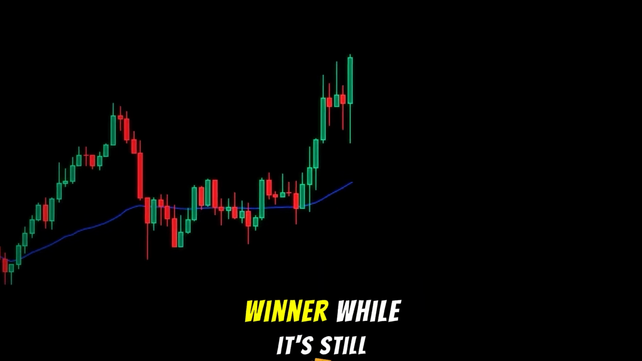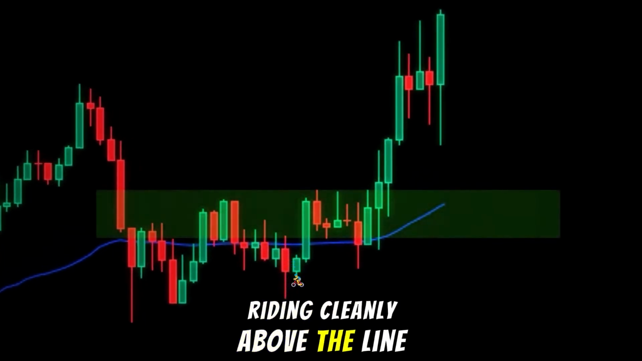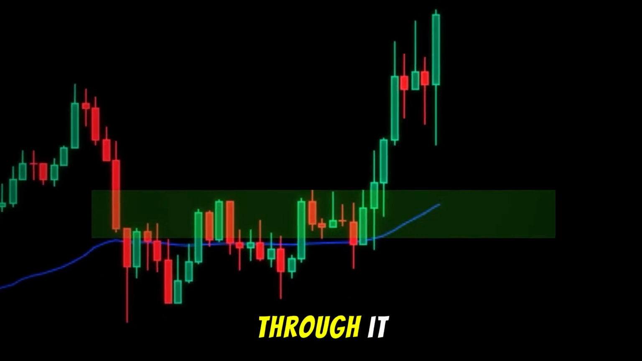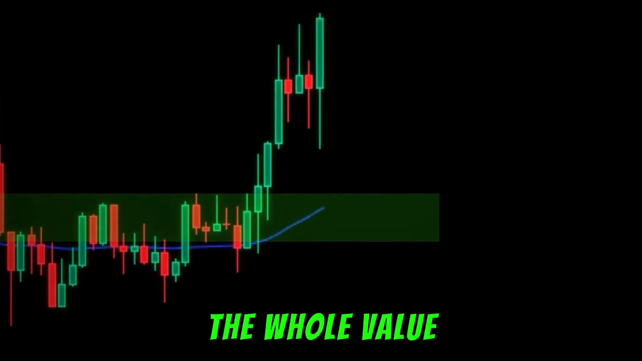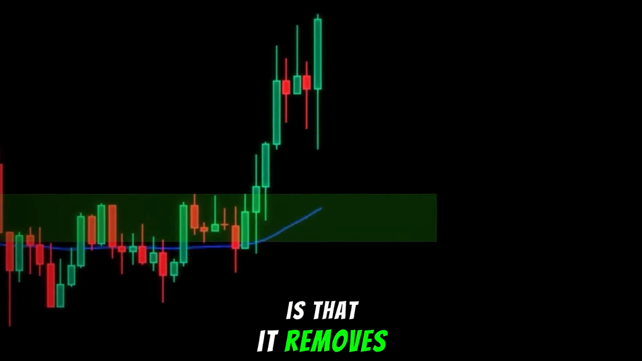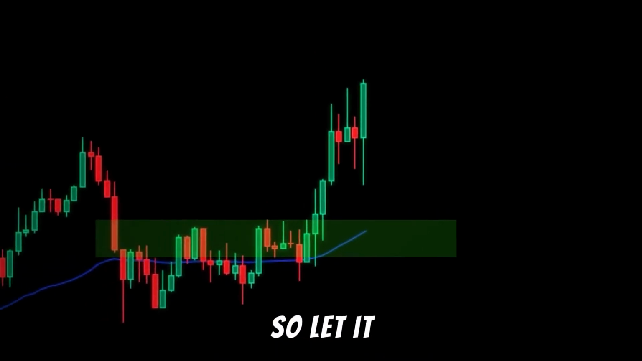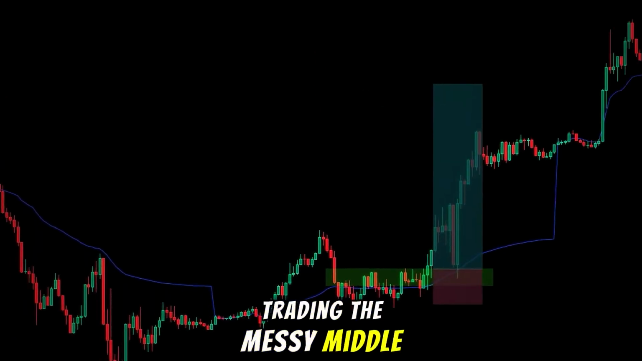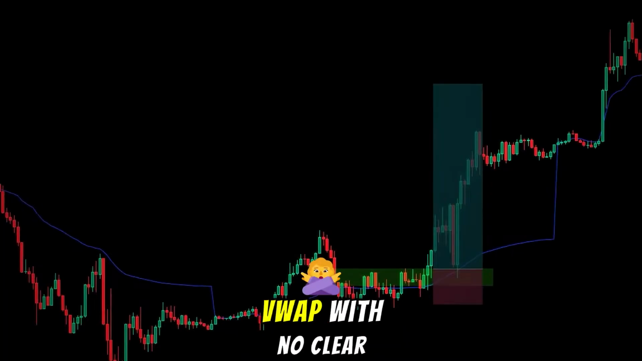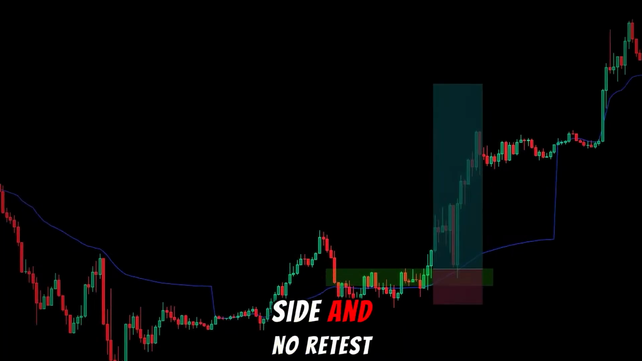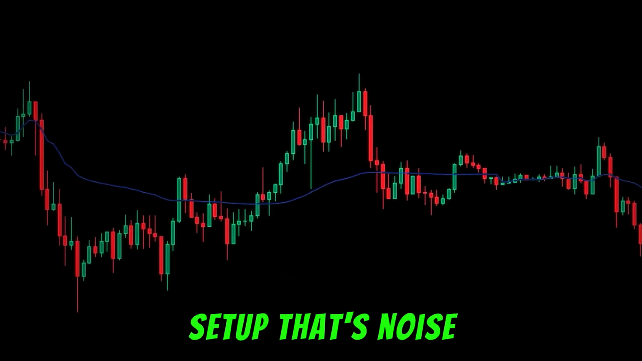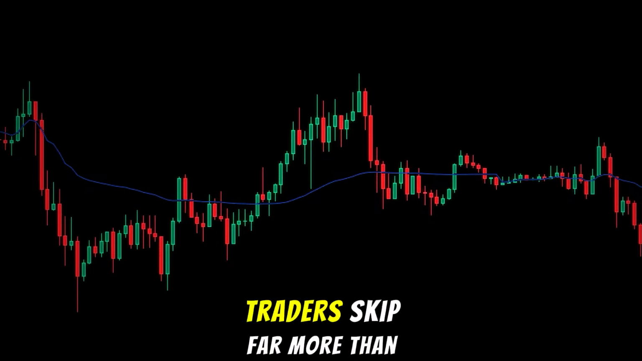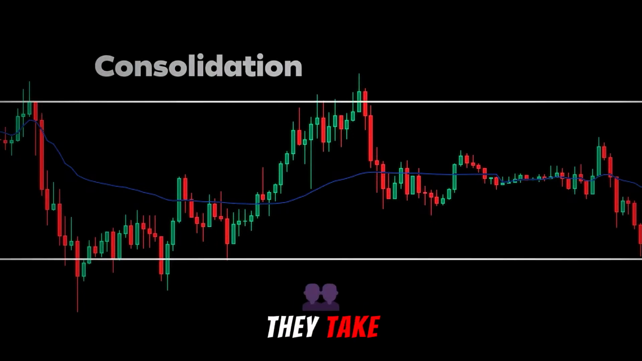Mistake 2. Overriding the 8 EMA exit. You panic sell a winner while it's still riding cleanly above the line, or you stubbornly hold a loser that already closed through it. The whole value of the EMA is that it removes that decision from your emotions, so let it. Mistake 3. Trading the messy middle. When price is chopping around VWAP with no clear side and no retest, that's not a setup, that's noise. Sit out. The best traders skip far more than they take.